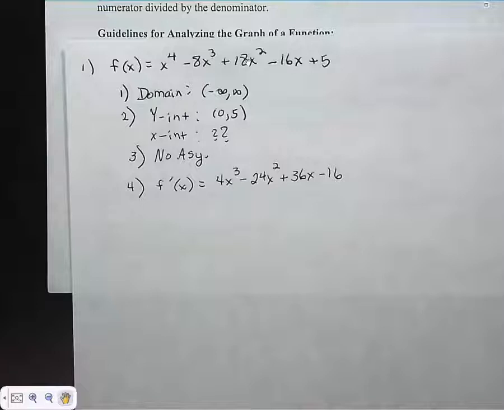How am I going to find the critical numbers of a 3rd degree polynomial that I don't think will factor by grouping? If I factor 4x out of the first 2, that'll leave me at x minus 6. No, that's not going to factor by grouping. How can I find the critical numbers? How could I have found the x-intercepts but chose not to? I could use the rational zeros theorem.